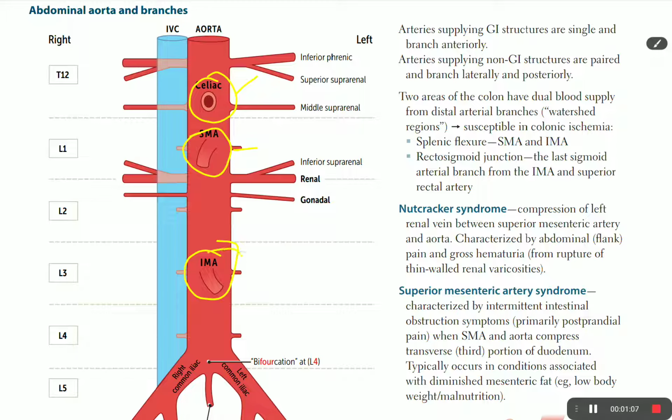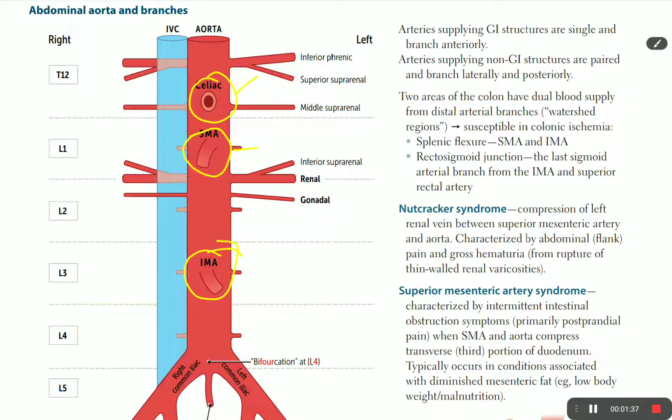The inferior mesenteric artery supplies the rest of the GIT tract from the distal 1/3 of the transverse colon till the anal canal, but we have an area between the superior rectal area. It takes a supply from the circulatory portions.